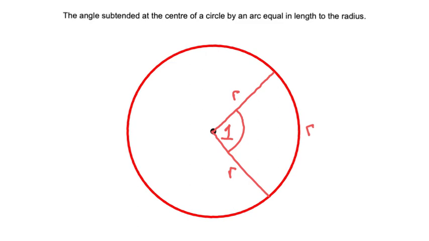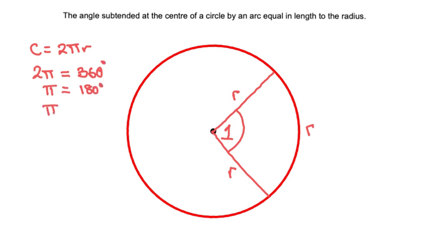So the next thing you need to ask yourself is how many radiuses make up the full circle? Well, we already know that the circumference is equal to 2 pi r. So there are 2 pi radiuses around a full circle. So that means we know that 2 pi radians is equal to 360 degrees. That means pi radians is equal to 180 degrees.